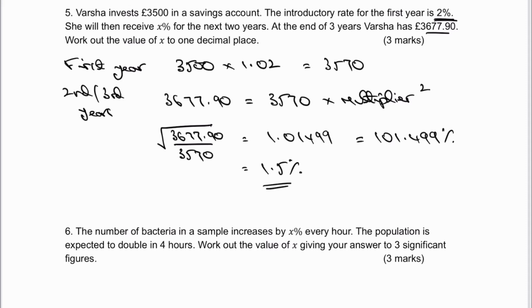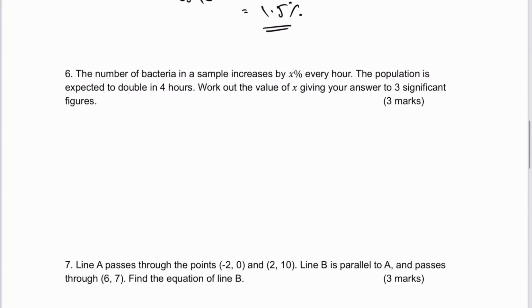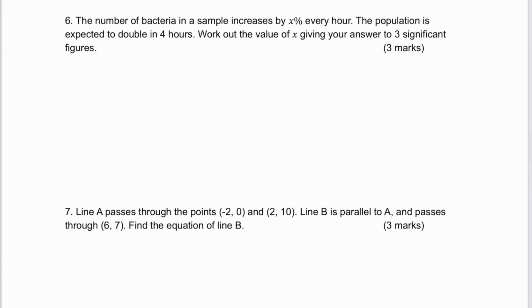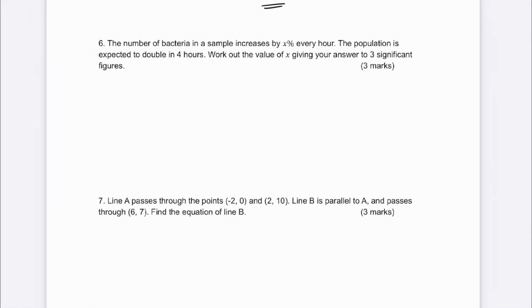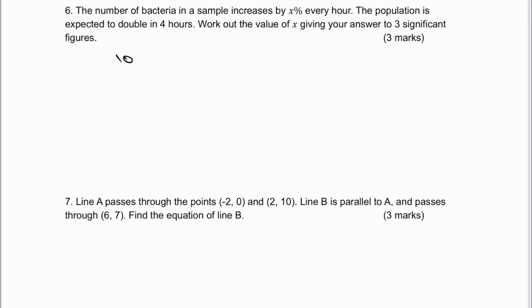Okay, so let's have a look then at another similar sort of question, where in this particular case, the number of bacteria in a sample increases by X% every hour. The population is expected to double in 4 hours. So what we're basically saying is at the end of 4 hours, the population is 1,000 if it started at 500. And don't forget, that's the multiplier to the power of 4. Okay, so because it's 4 hours.